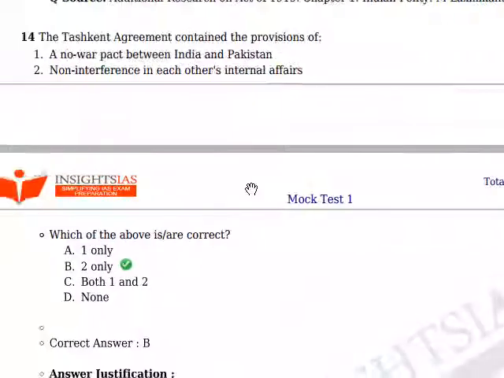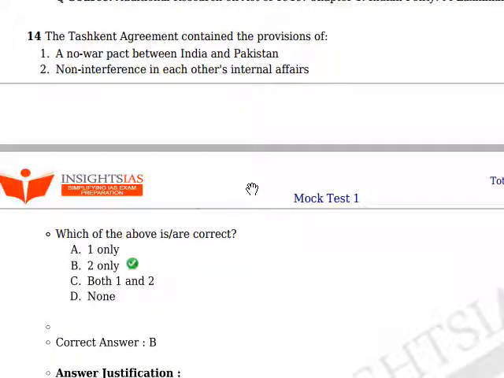Okay, next. The Tashkent Agreement contained the provision of non-interference in each other's internal affairs. And one, the no-war pact between India and Pakistan, is not correct. Non-interference in each other's internal affairs is in the Tashkent Agreement.